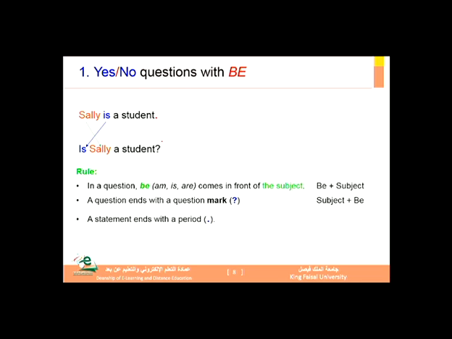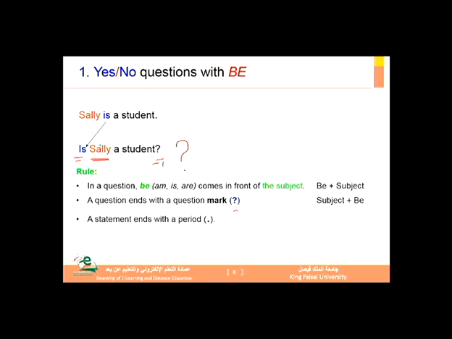The basic rule for making yes/no questions: number one, in any question, be, which can be either am, is, or are, comes in front of the subject. So the subject is Sally, and the verb to be, is, comes before Sally, before the subject. Number two, the question ends with a question mark. As you can see, at the end of each question we should have the question mark to indicate that this is a question.